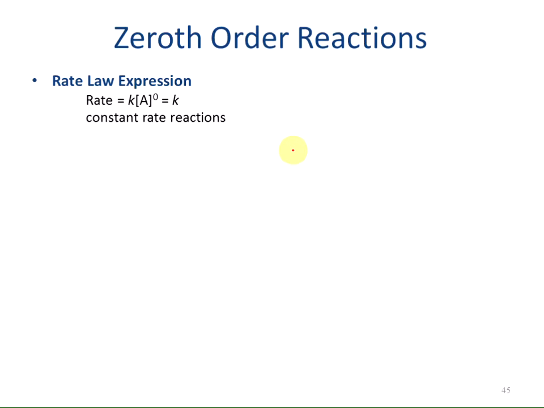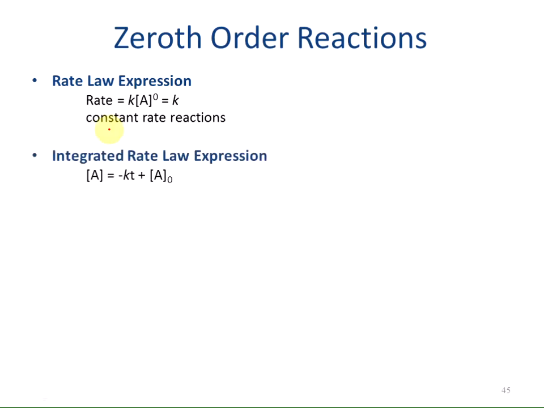Okay, so we're going to focus on the different orders of reactants, and we're going to focus on the zeroth order first. The rate law expression for a zeroth order reaction is rate equals the rate constant, because remember that the concentration of A is raised to the 0 power and that disappears, so it's the same thing as rate equals K. So for zeroth order reactions, the rate of the reaction remains constant.